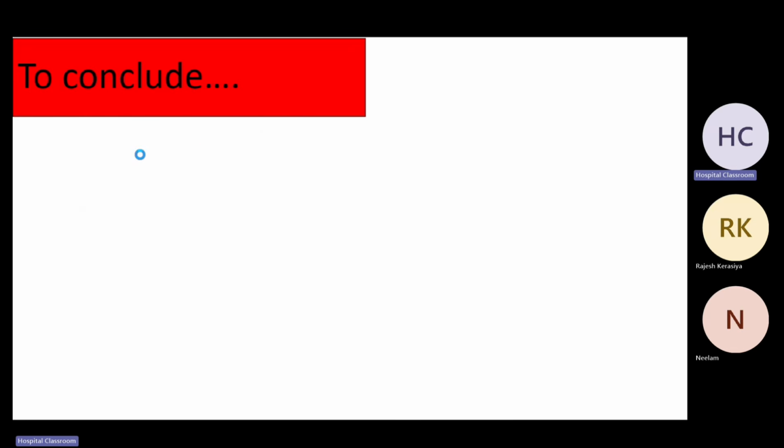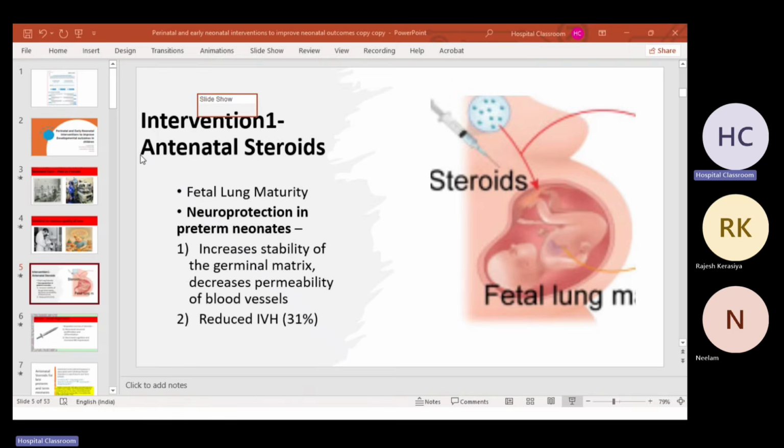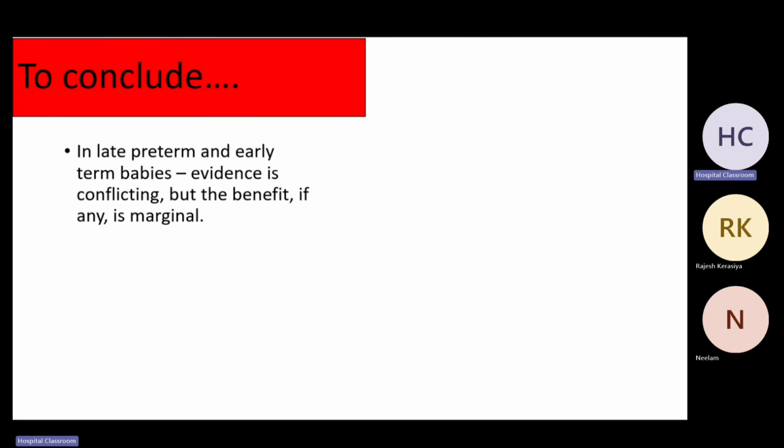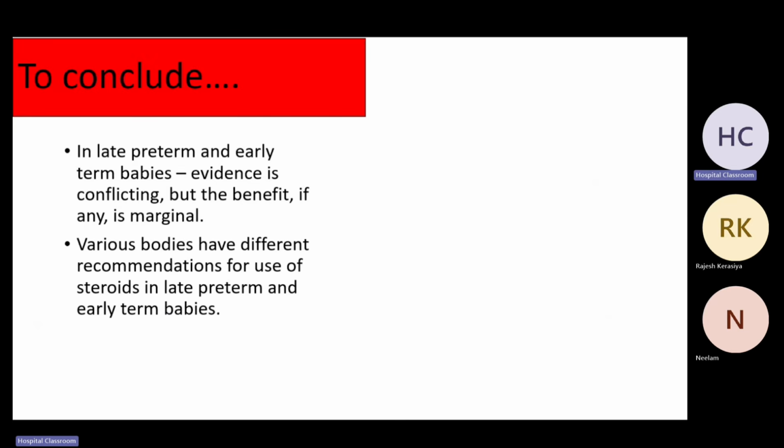There is a lot of heterogeneity in the studies available, in the type of steroid that has been used, and the evidence is actually conflicting. Even if there is benefit which has been shown in some of the studies, the benefit is marginal. When you are using steroids for very premature babies or for moderate preterm babies, there is definitely a survival benefit. But when you are using it for late preterm or early term babies, the evidence of benefit is marginal, and rather there is a chance that you may be causing more neurological damage to the child.